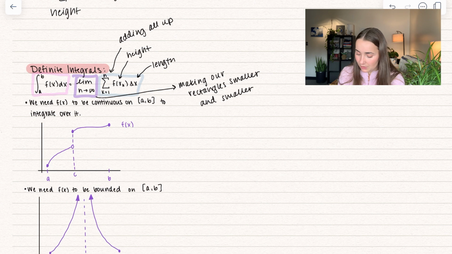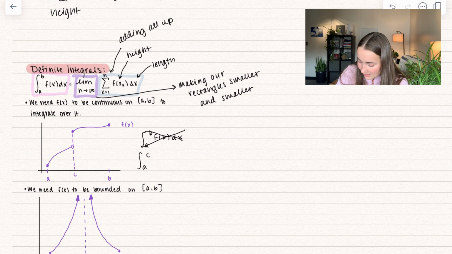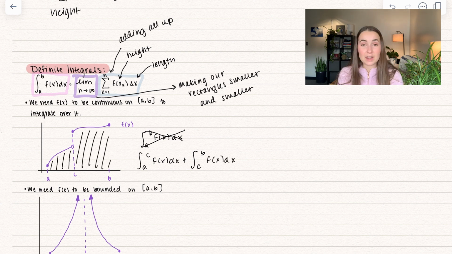So here we have an example of a discontinuous function. We would not be able to integrate it like this. That is not allowed. Instead, we would have to break it up at c. So we'd have to go a to c f of x dx and then add on c to b f of x dx. We cannot do it together because we have a discontinuity.